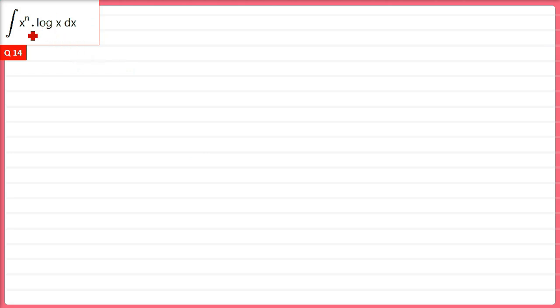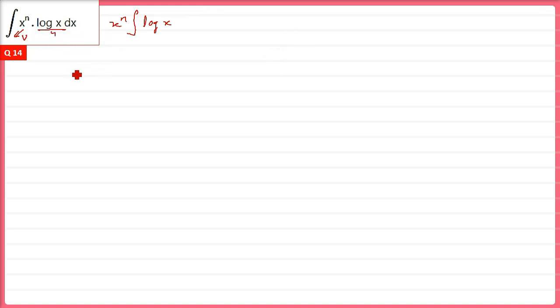So the first thing is, which one is to be taken as the first function and which as the second? Normally we take the algebraic expression as the first function, but there are certain places where that may not be the case. If you take x raised to n as the first function, the integration of log x will come, and that will create trouble for us. That means we will get stuck. We would have to assume log x as 1 into log x, then again apply the same formula.